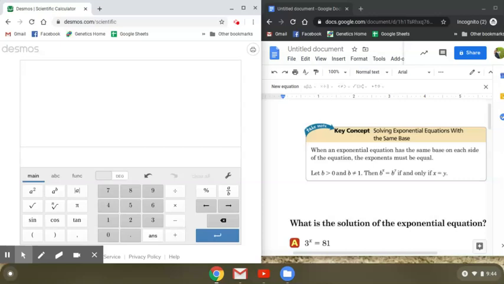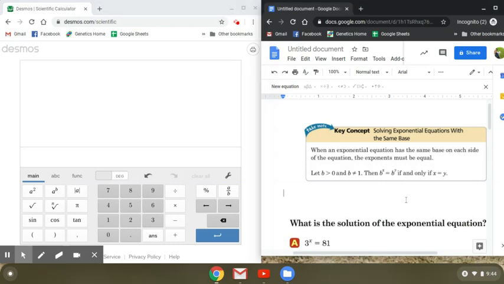Okay, this is IM1 and we are doing lesson 5-5. So what we're looking at is how to solve an exponential equation. We've learned what an exponential equation is, but we need to figure out how we could solve it. The big concept to take away from this section is that if two numbers have the same base and they're equal, then the exponents also have to be equal, right?